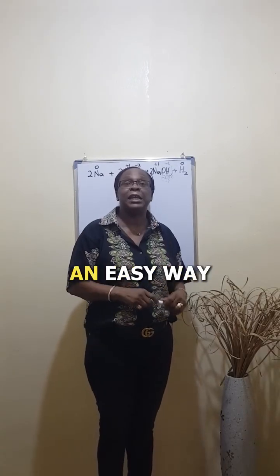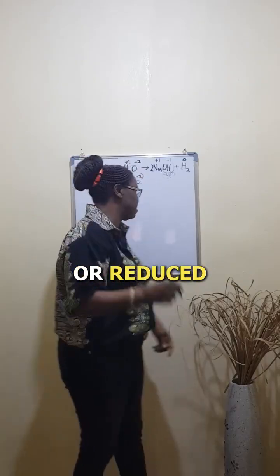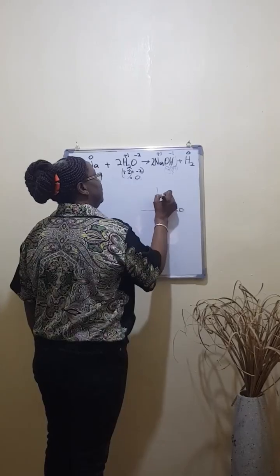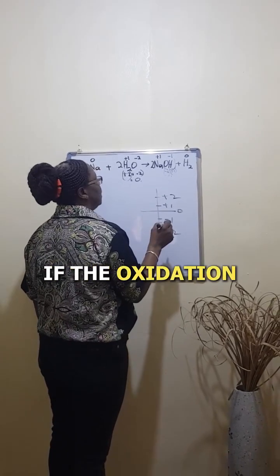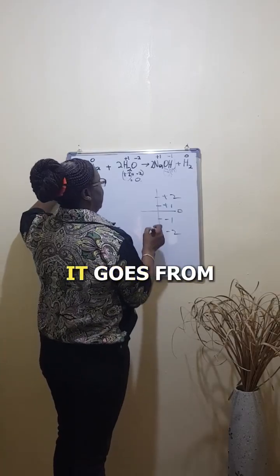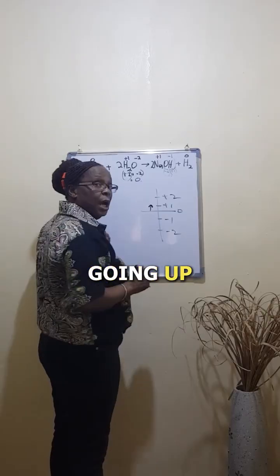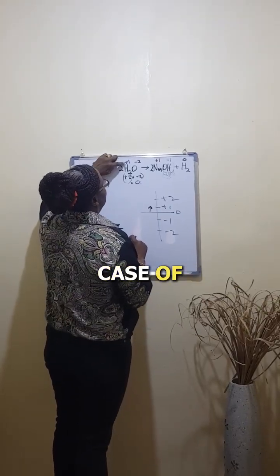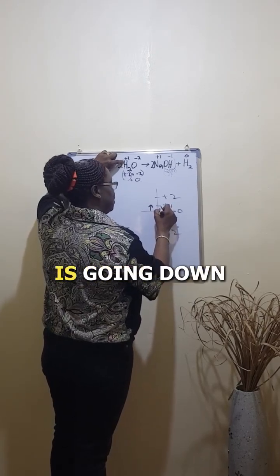If you want an easy way to know whether a species has been oxidized or reduced, very easy, use your number line: 0, +1, +2, -1, -2, and so on. If the oxidation number goes from 0 to +1, you are drawing an arrow that is going up, it means it has been oxidized. Now, in the case of hydrogen, it's gone from +1 to 0. Look, the arrow is going down.